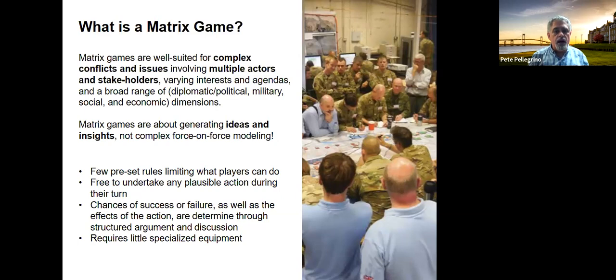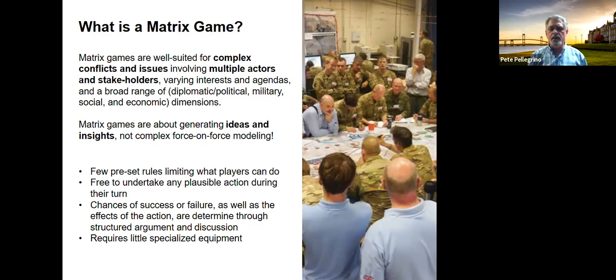And one of the things that it is a poor fit for is complex force-on-force modeling, the traditional wargaming. So if you've got a war game, which is essentially a problem that could be played out with counters on a hex map, or you're looking at major combat operations in the South China Sea between the United States and the PRC, and your interest is purely military from a force-on-force perspective, matrix gaming most likely is not the thing to use. If you're trying to understand the geopolitical posturing and maneuvering and issues of horizontal escalation around that conflict, matrix gaming could be spot on for what you want to do. So we'll talk a little bit more about that in a bit.